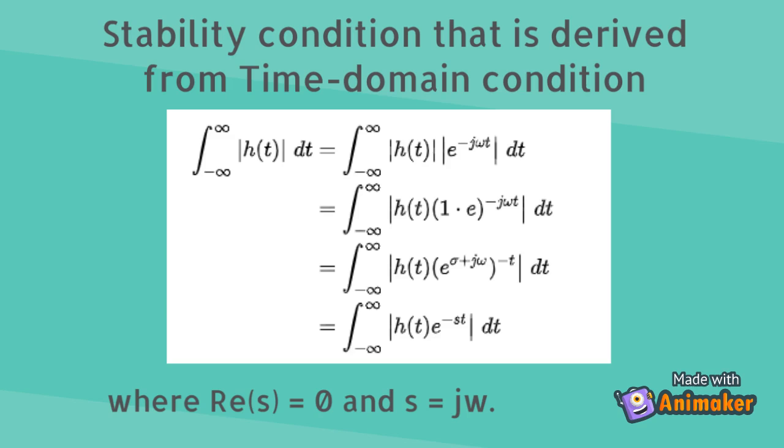As we know the stability condition, the integral from minus infinity to plus infinity of h of t dt must be less than infinity. Therefore, the real part of s must be equal to 0. Therefore, s must be equal to j omega.